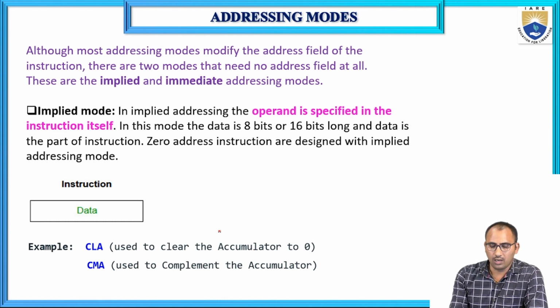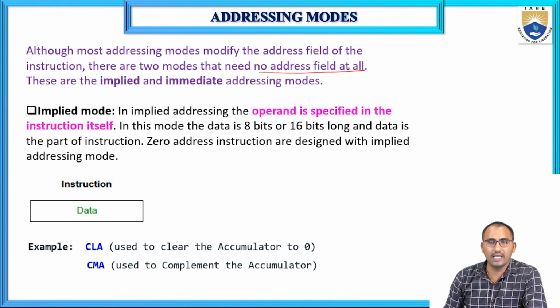Although most addressing modes specify the address field of an instruction, there are two modes that need no address field at all. The two modes are implied addressing mode and immediate addressing mode. These two do not have any address field.